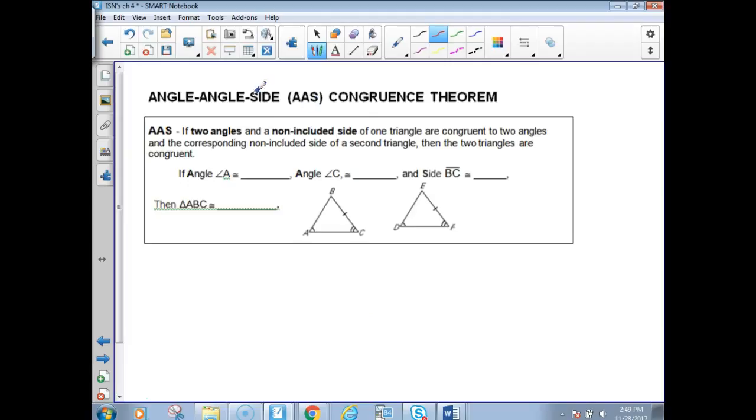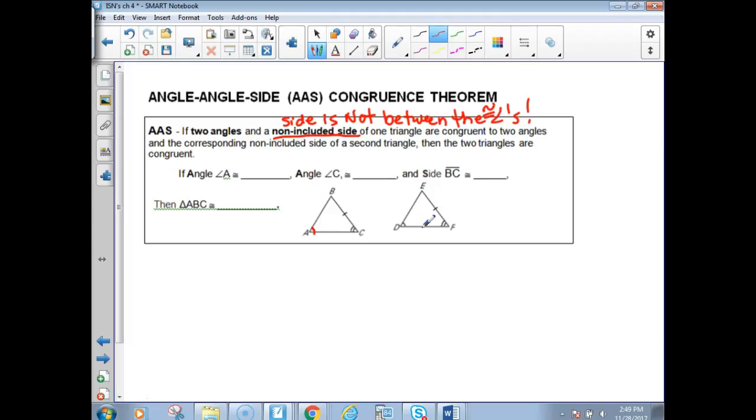The other one today is angle, angle, side. Now it's going to be two angles and a non-included side. The side is not between the angles, the congruent angles, by the way. So what we have in this diagram: if two angles and the non-included side of one triangle are congruent to two angles and the corresponding non-included side in the second triangle, then the two triangles are congruent. So it does have to correspond properly.